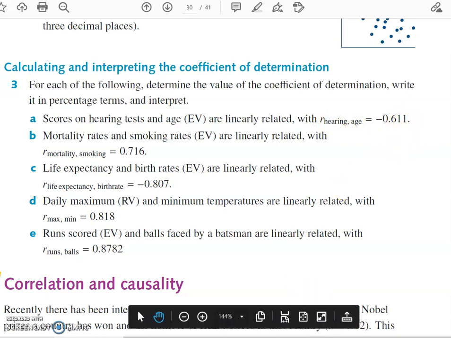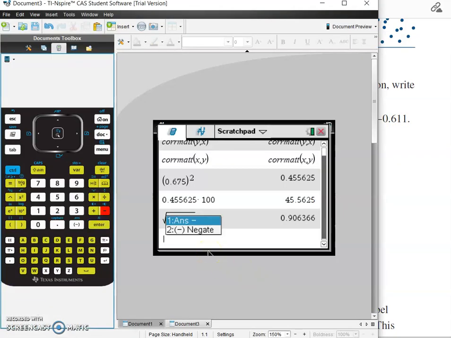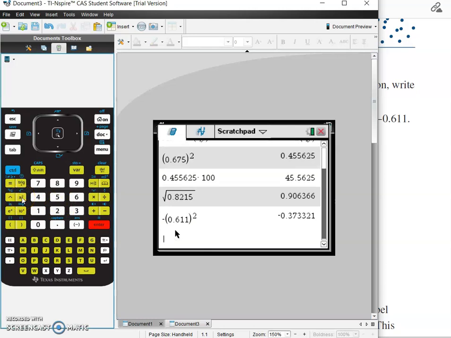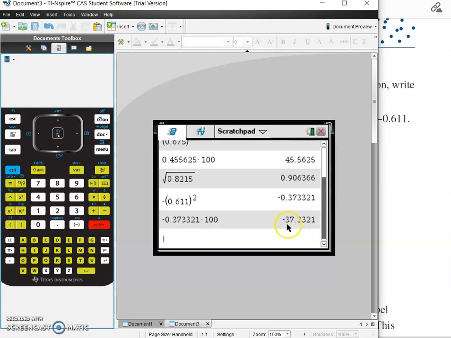So first of all, we need to go to a calculator and type in negative 0.611. Square that, enter it, and we get this value. We need to turn it into a percentage by multiplying it by 100, and we get 37.3321.